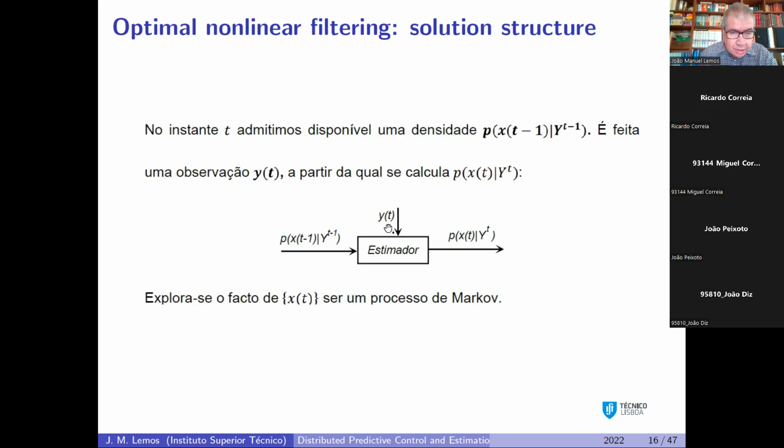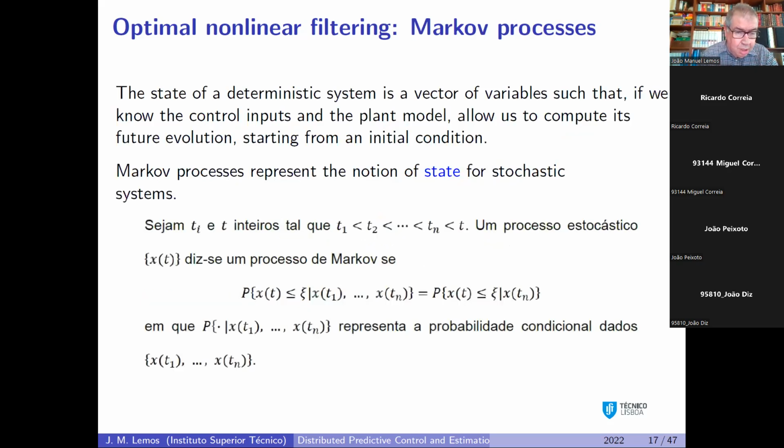So how can we do this? How can we write equations for this? I will be assuming that x is a Markov process. What is a Markov process? It's very simple. Look at this formula. Suppose that you have some probability of some event given a sequence of states, xt1, xt2, up to xtn. If the process is Markov, what really counts is the last value of the state.